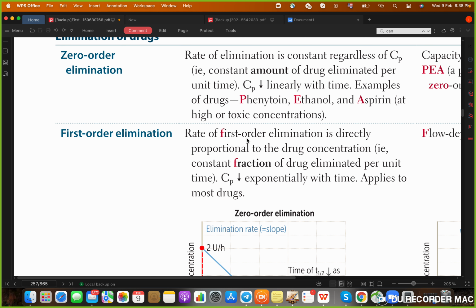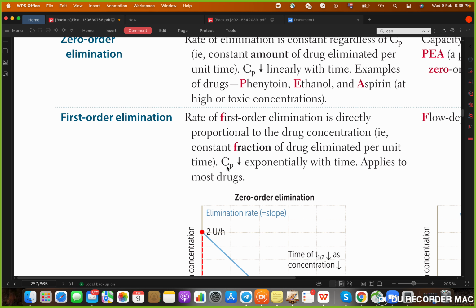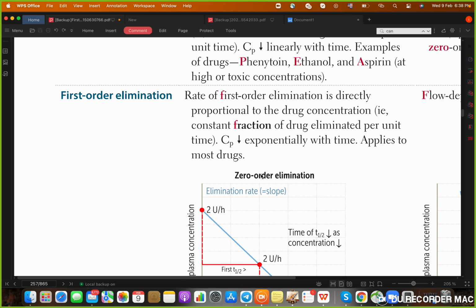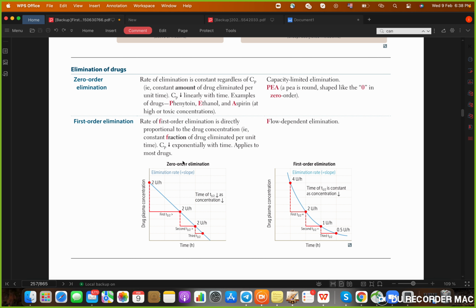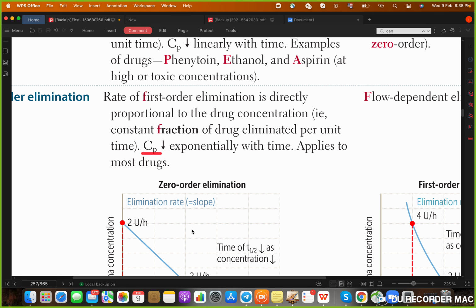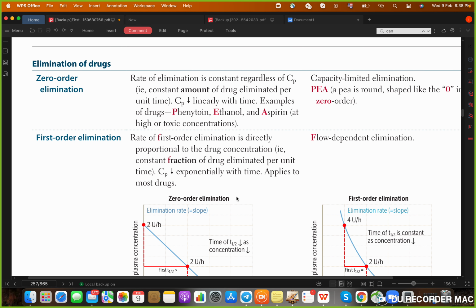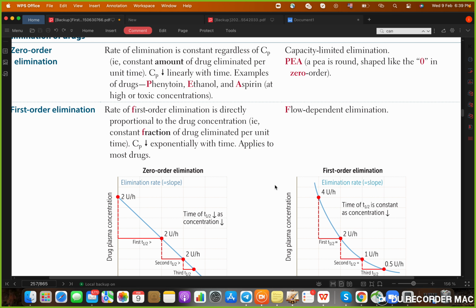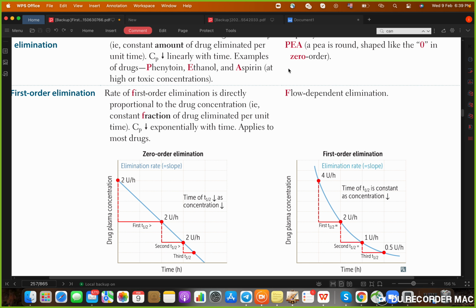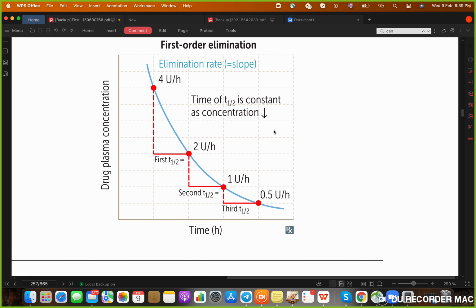So the rate of first order elimination is directly proportional to the drug concentration, i.e., a constant fraction of a drug is eliminated per unit time, like 10% per hour, or for example 50% per day. Okay, so the amount of the drug in the plasma decreases exponentially with time. This applies to most drugs. Most of the other drugs that are not PEA go something like this. They do not have a linear type of elimination.